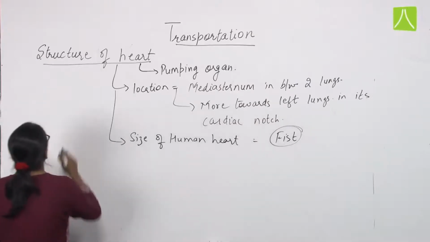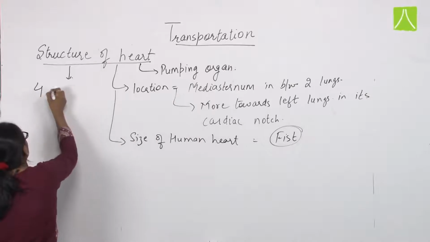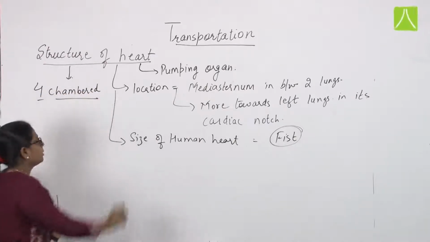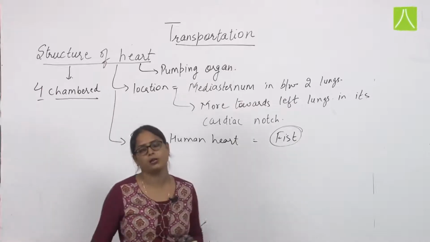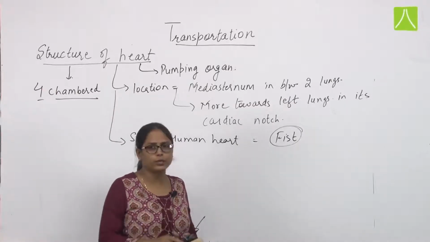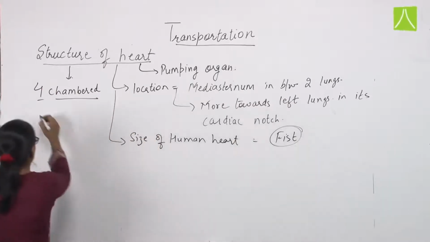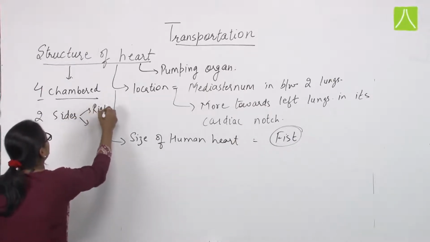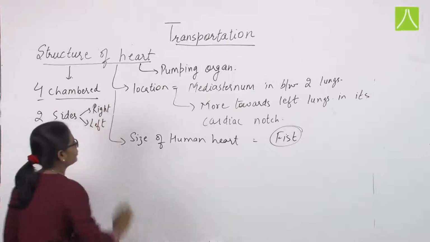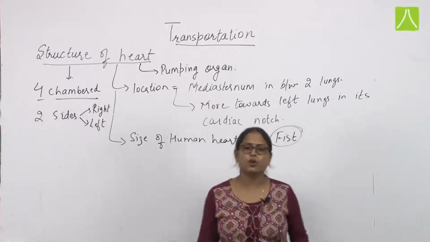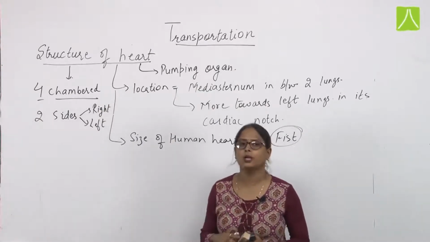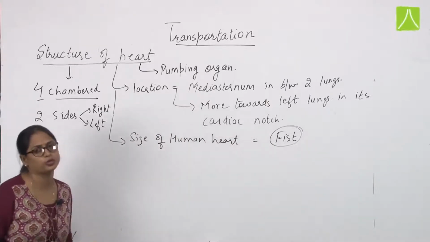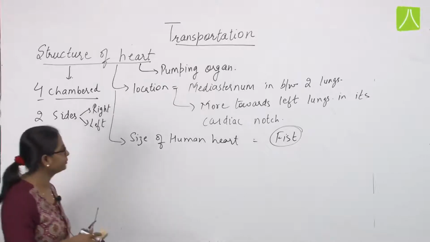Now our heart is actually four chambered. That means we have a total of four chambers, two auricles and two ventricles, and we have two sides: the right side and the left side of the heart. So let's draw the actual diagram of the heart, and with that we are going to understand the structural features of the human heart.